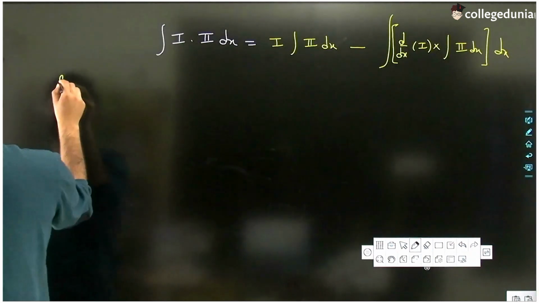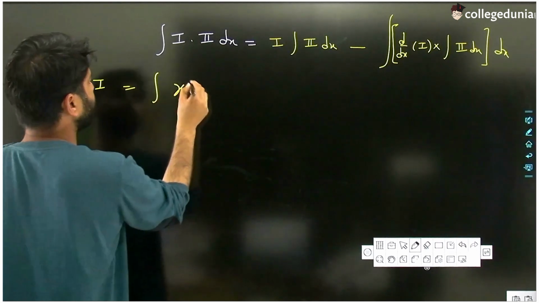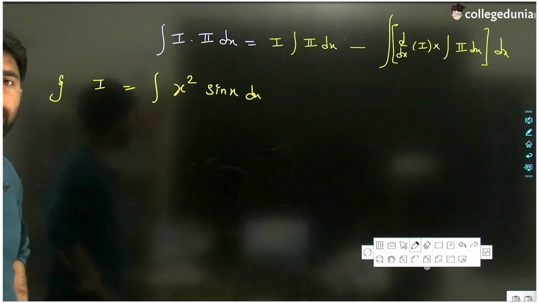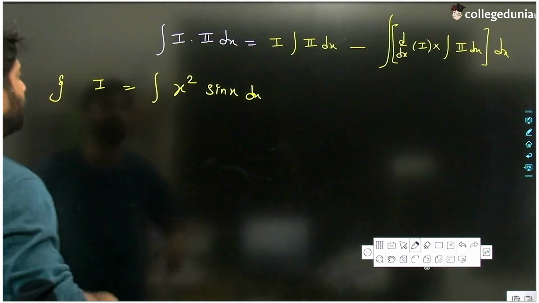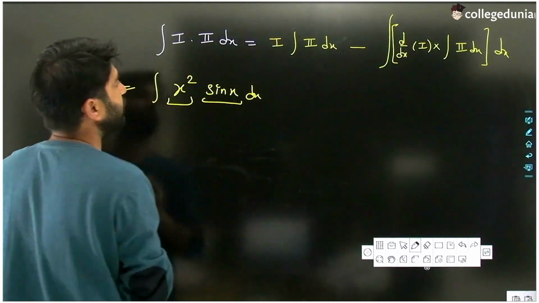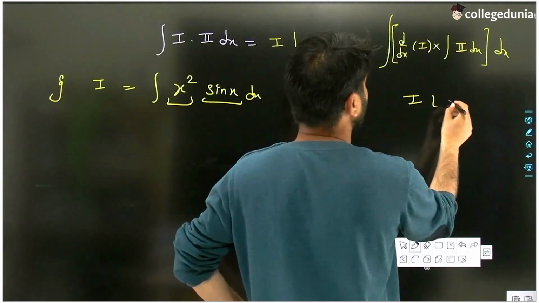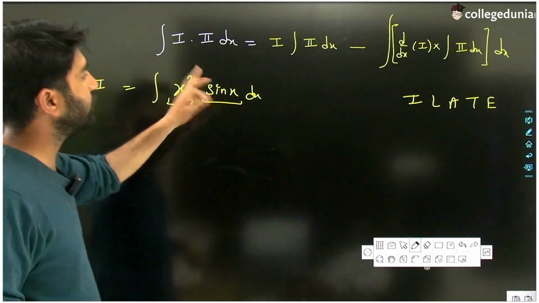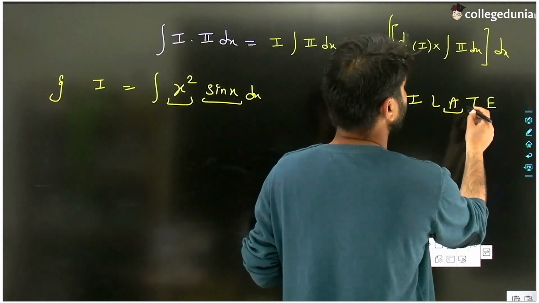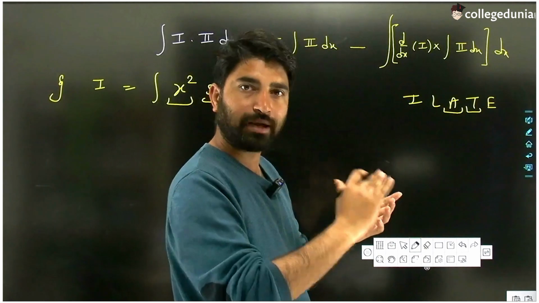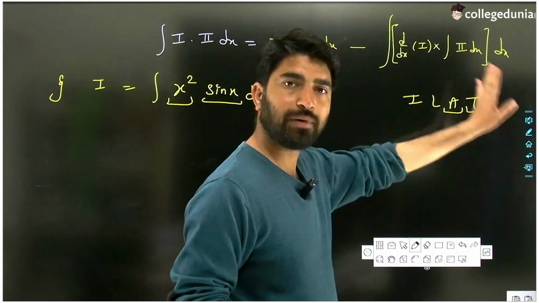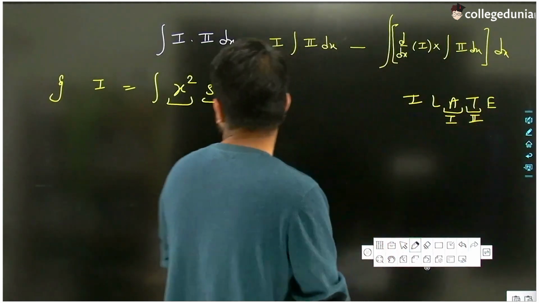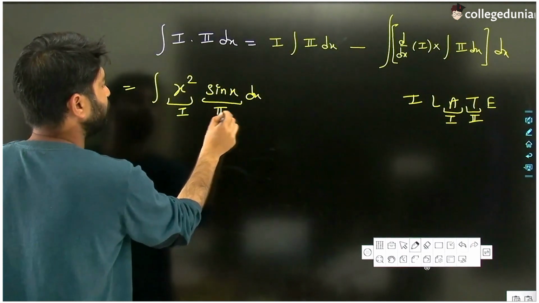Suppose we have to integrate x square into sin x. Now this is algebra, this is trigonometry. According to Euler's rule, algebra comes before trigonometry, right? Algebra is first, trigonometry is later. So whichever is first will be the first function, and whichever is later will be the second. So this becomes our first and this becomes our second.